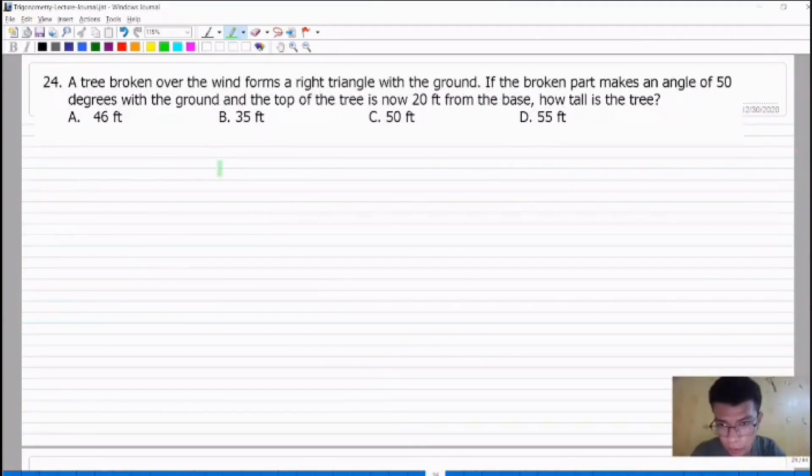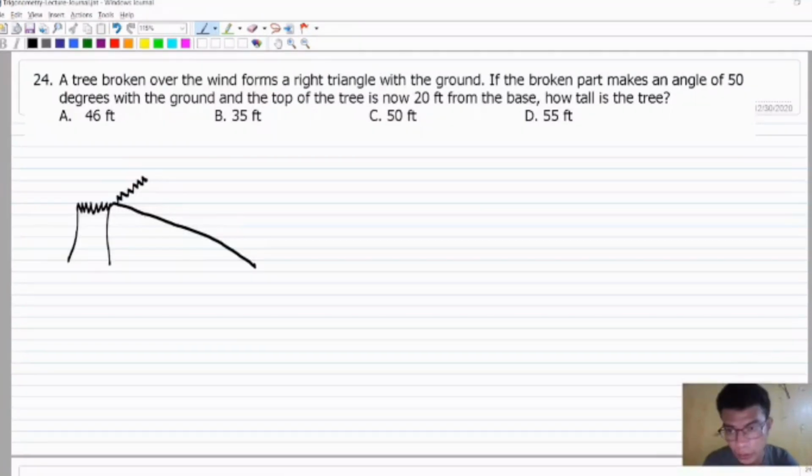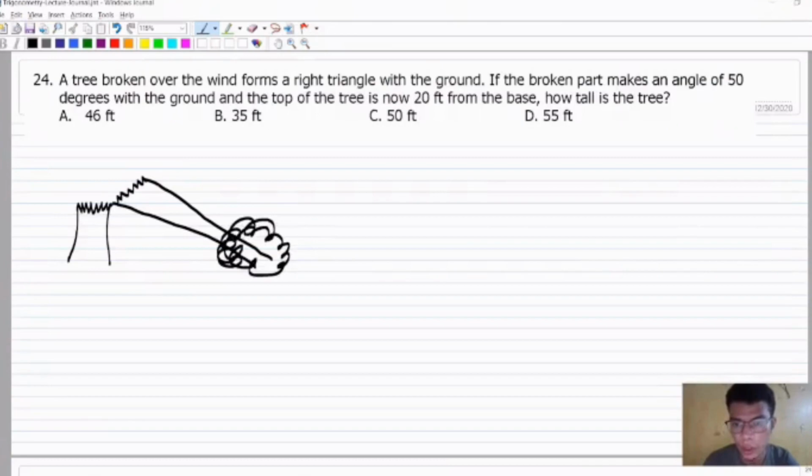A tree broken over by the wind forms a right angle with the ground. So if the broken part makes an angle of 50 degrees with the ground, and the top of the tree is now 20 feet from the base, how tall is the tree? So ganito ang nangyari sa ating puno.